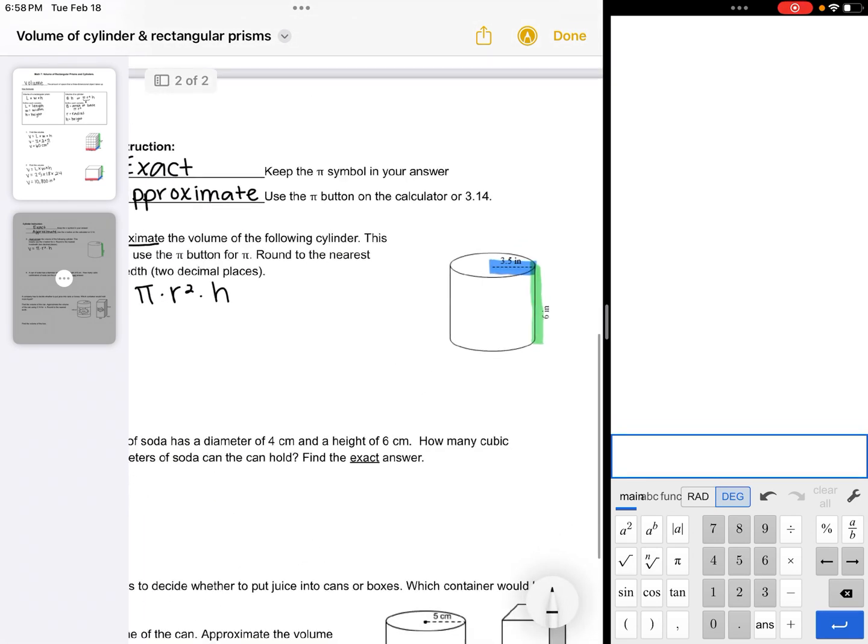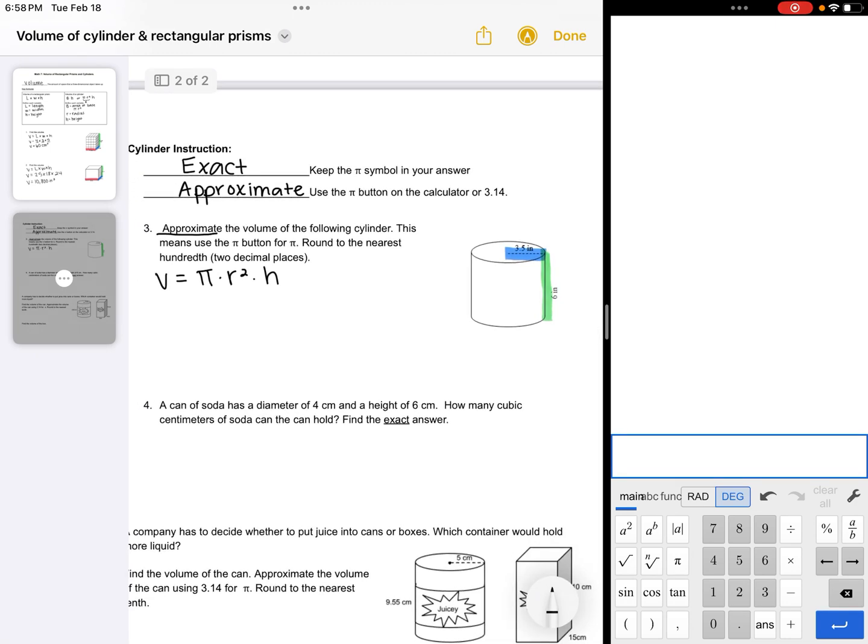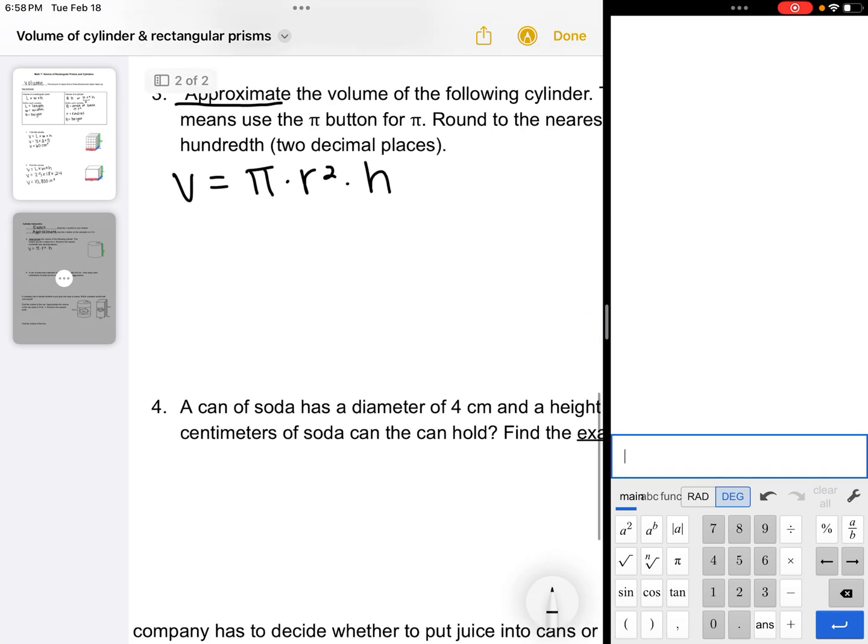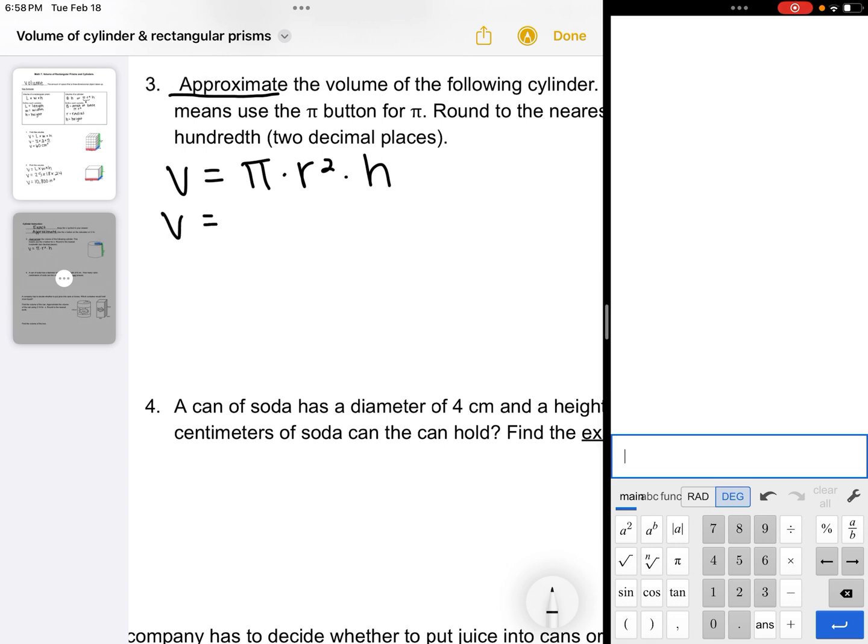What we're going to do is zoom out and then plug in our numbers into our formula. So here we have volume equals pi times our radius, which was 3.5. So I'm going to put 3.5 squared. And my height was 6, so I'm going to put times 6. Because I'm going to actually multiply with the pi symbol, I'm just going to type it into my calculator, and we're going to round after we find our answer. So on my calculator, I'm typing the pi button times 3.5 squared times 6.